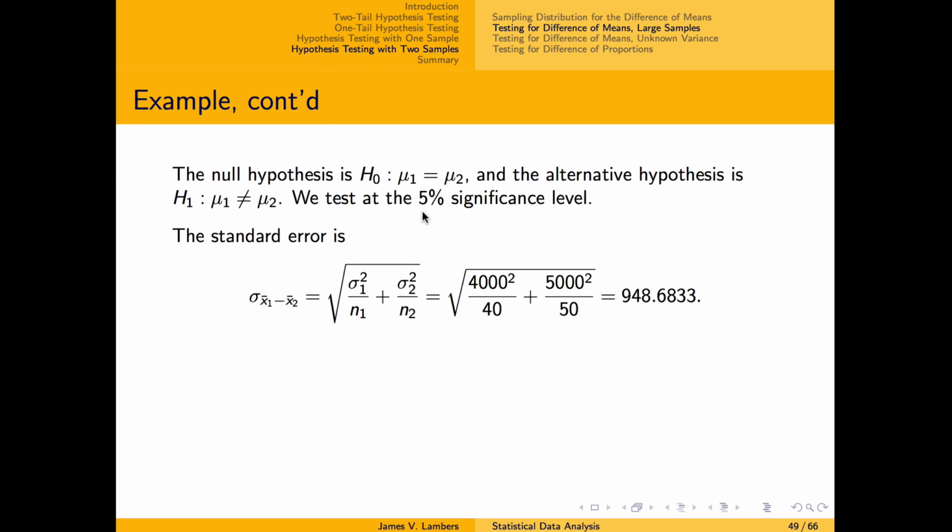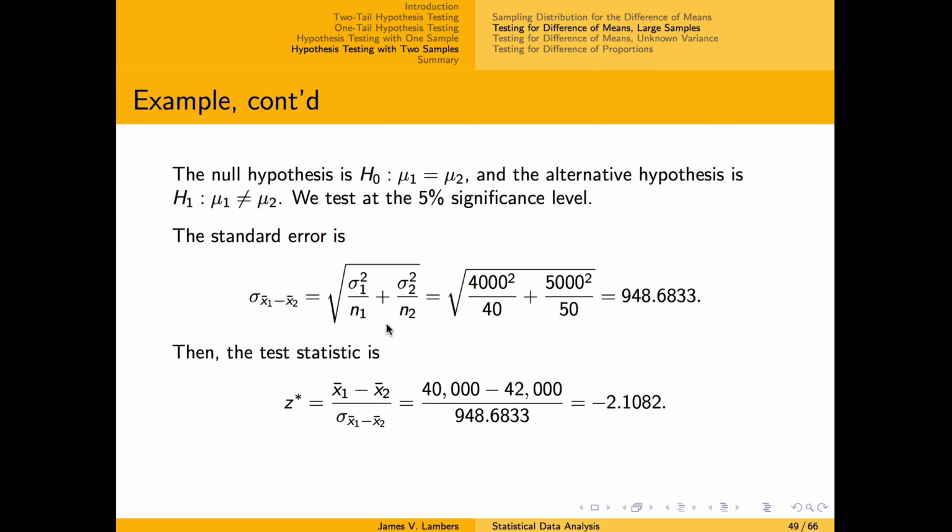From all of our given information, we can compute the standard error of a difference. Then we compute our test statistic. The difference of means is being compared to 0. That is, our null hypothesis can be viewed as mu1 minus mu2 equals 0. So with that in mind, our test statistic is the same as always: sample value minus hypothesis value, which is 0, divided by the standard error.